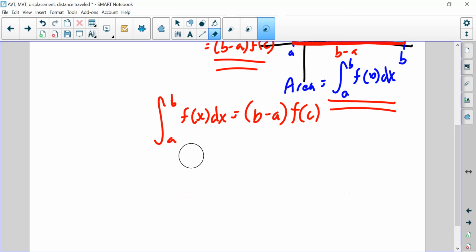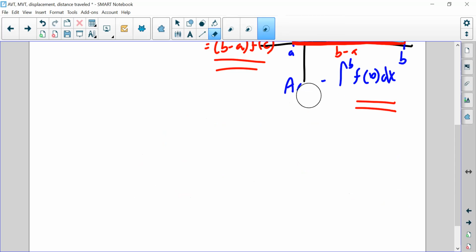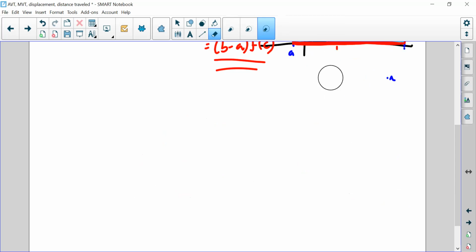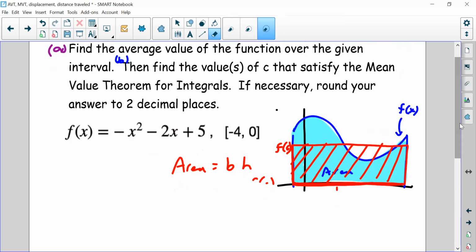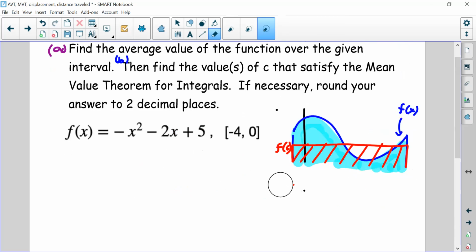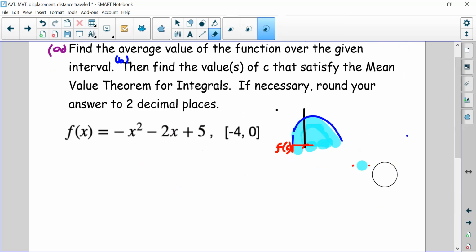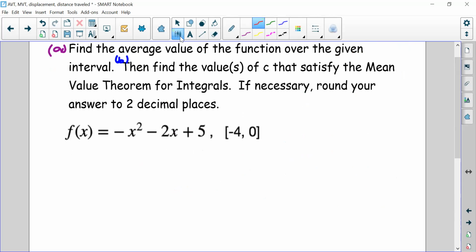All right, so we figured out our formula, we figured out what's going on in this situation. And so now we're going to actually apply it to a problem. Looking at this problem, we want to find the average value of the function over the given interval. So right there, I see I want to find the average value of the function.